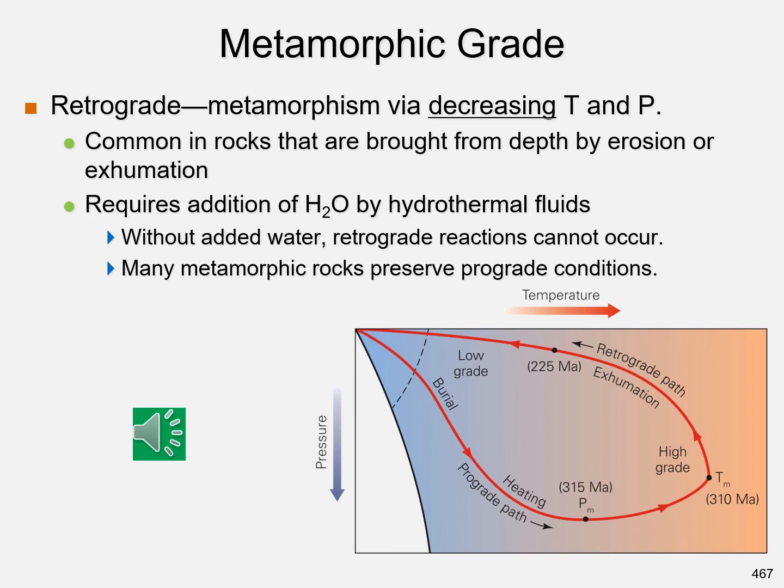Geologists have developed techniques to determine the times at which a rock reached particular locations along the pressure-temperature path. In this figure, we see a capital P, capital T, small t path for a hypothetical rock. Capital P is pressure, capital T is temperature, and small t is time. The dates in the parentheses indicate the time at which the specified pressure and temperature conditions were achieved. P sub M is the peak pressure, and T sub M is the peak temperature.